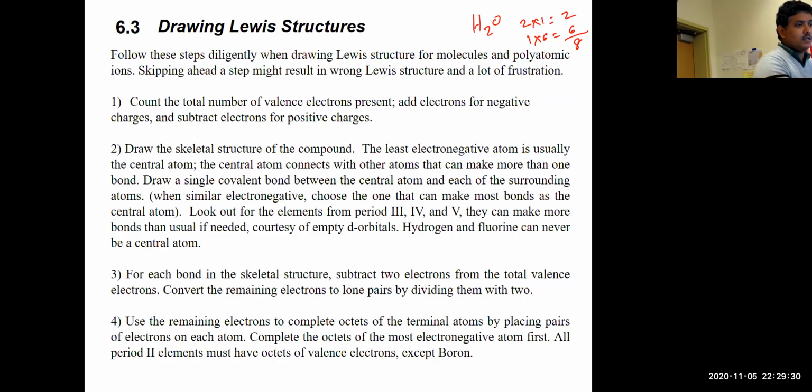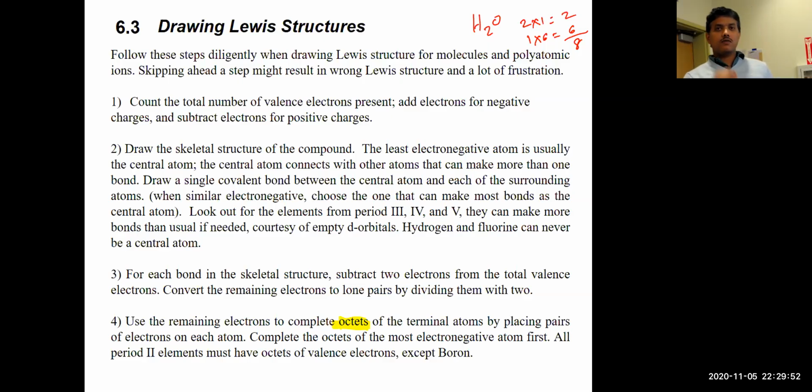This is the most important rule that you must satisfy. You need to make sure all period 2 elements and all other elements except hydrogen have 8 electrons in their valence shell. Only then are you correctly following the Lewis structure. Otherwise, something is going wrong.